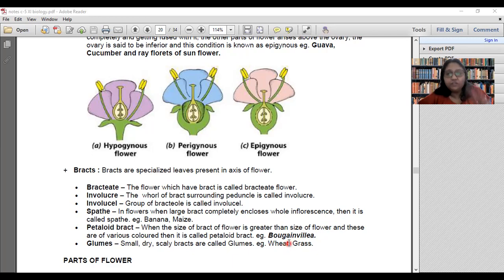Petaloid bract. In case of bougainvillea, yesterday, if you can remember, we were talking about thorns and we observed bougainvillea. Let me show you what is bougainvillea. Is the Google screen available, beta? You can see it? No, ma'am. Okay, let me share. Now?